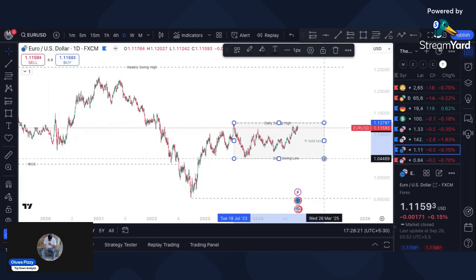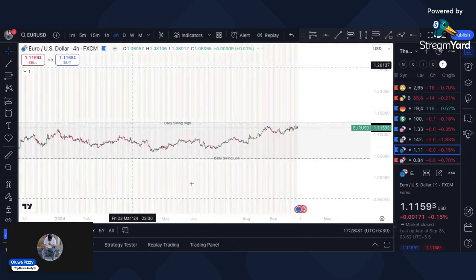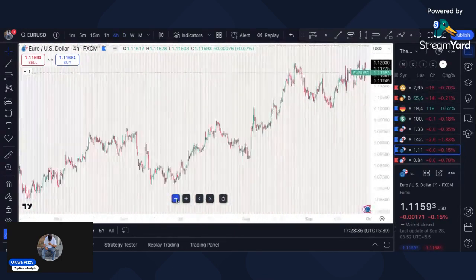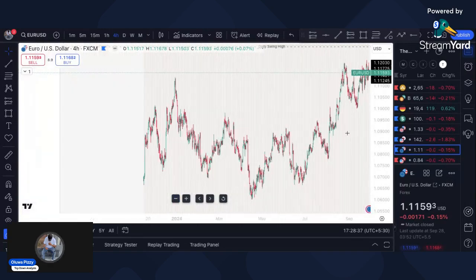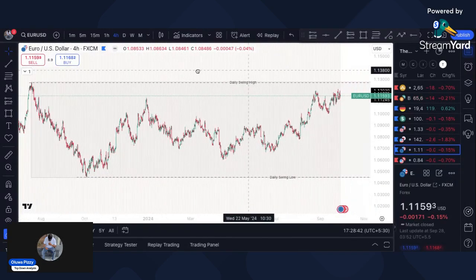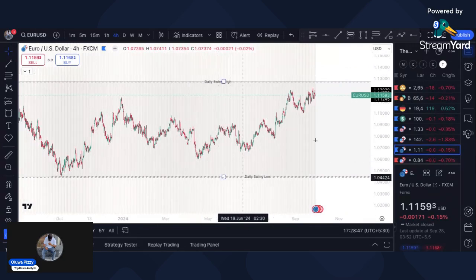The lower time frame you go, the lower you see the structures. Okay, so let's go to the 4 hours. Now the 4 hour time frame is what? Is bullish. It's bullish right now. So let me remove this box for you guys to see everything clearly.